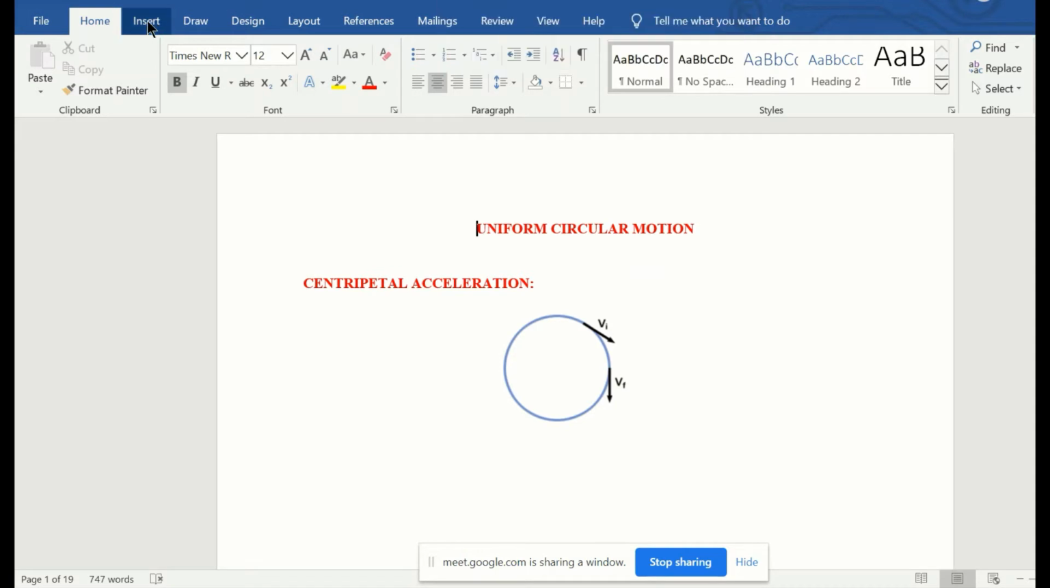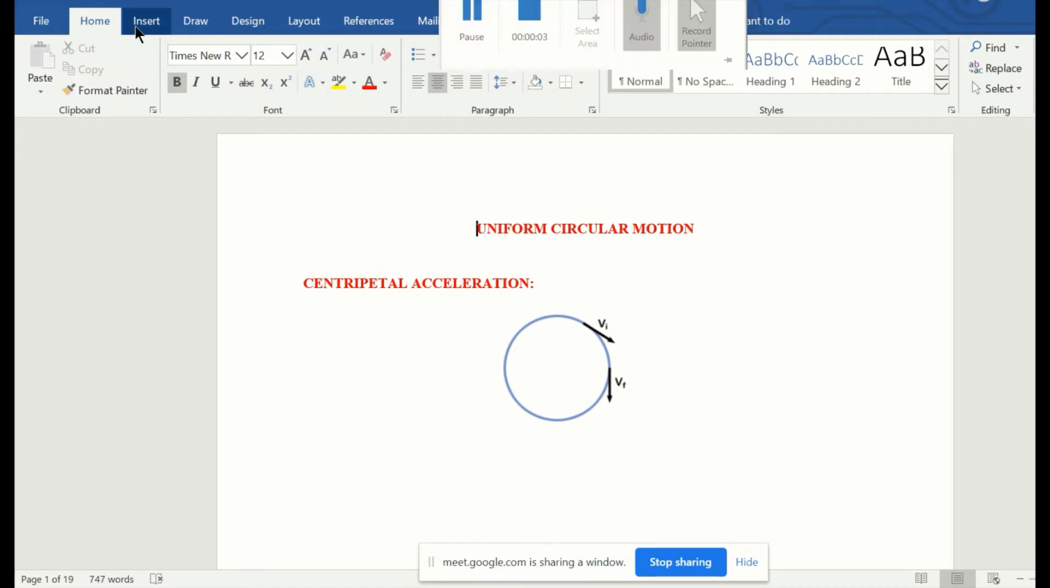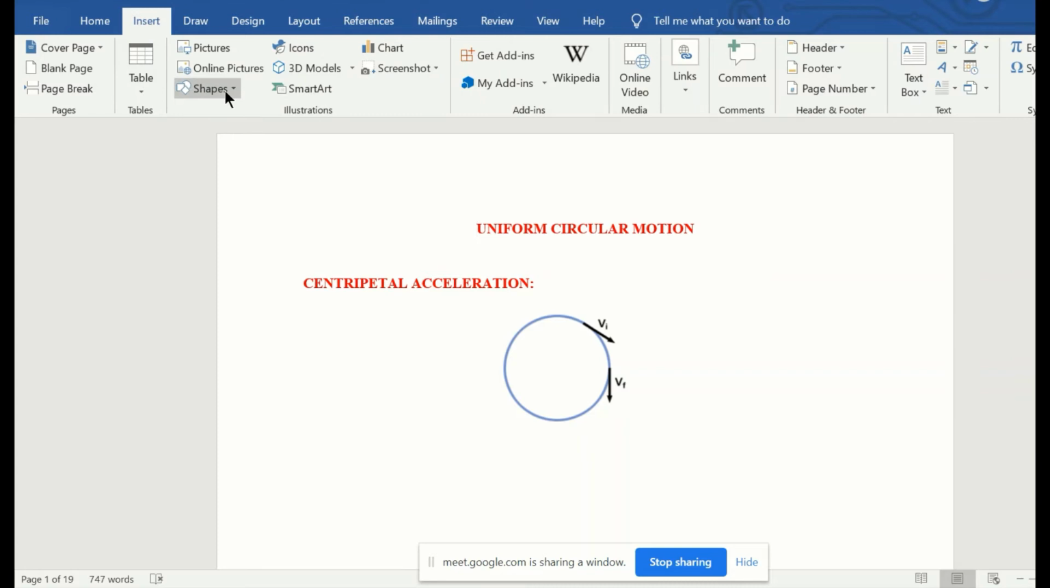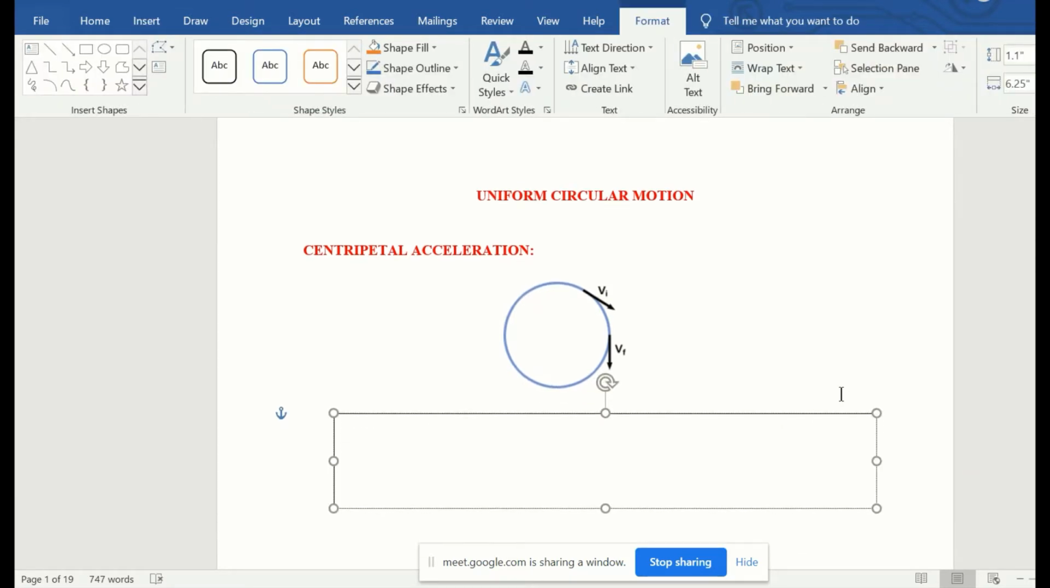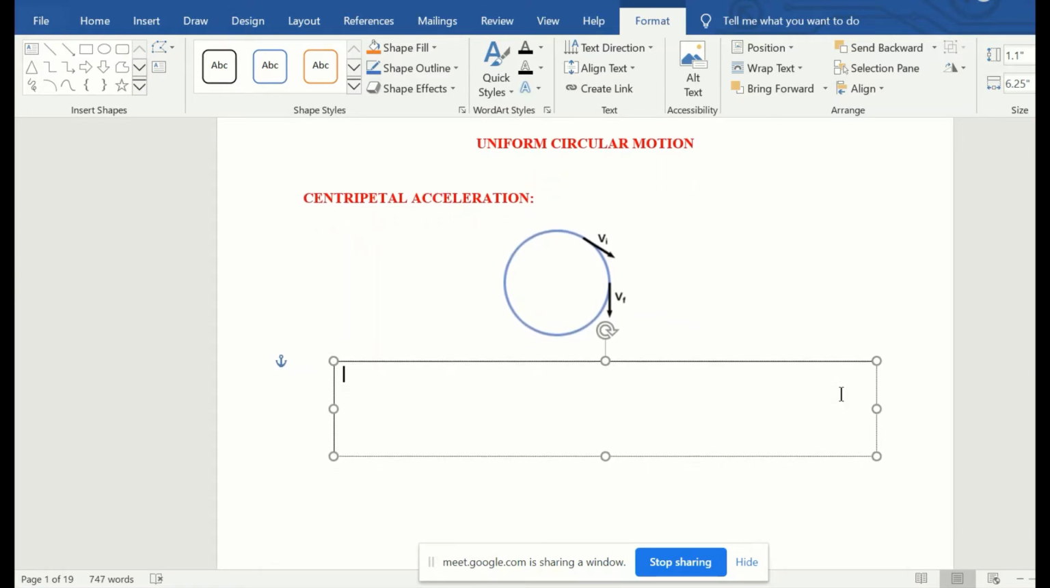Let's look at uniform circular motion. It's a very interesting concept, uniform circular motion. Now, question to us: what is uniform circular motion? When an object, as you can see right on the screen, is moving around a circular path, that object is moving with a constant or uniform speed.